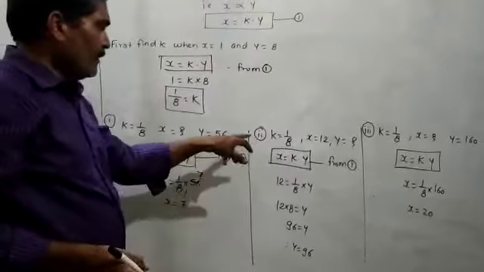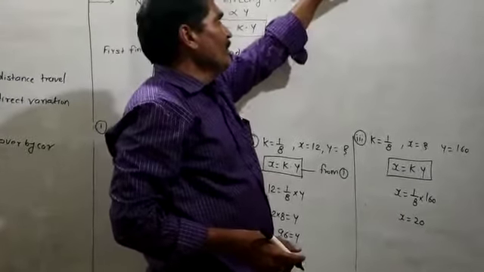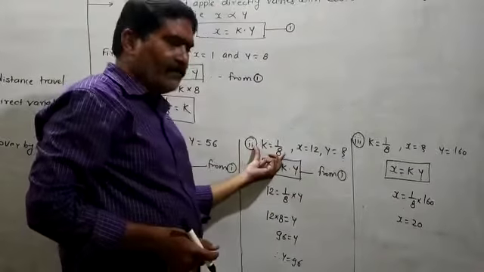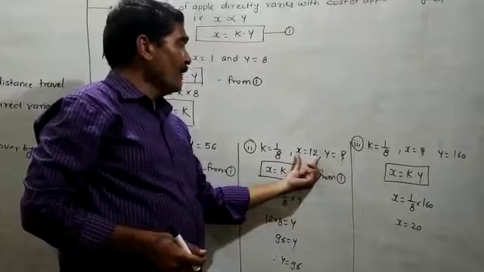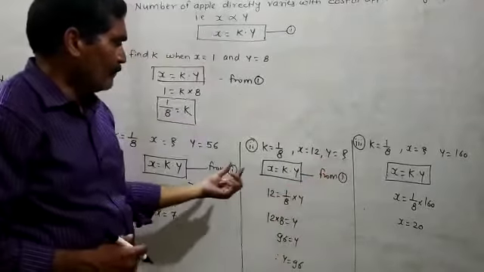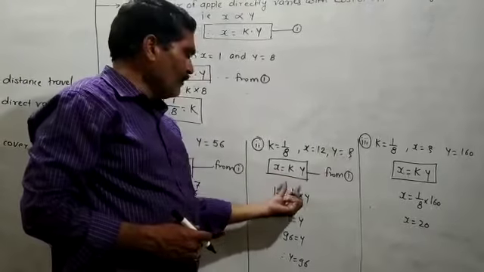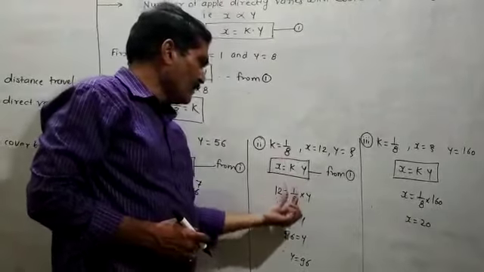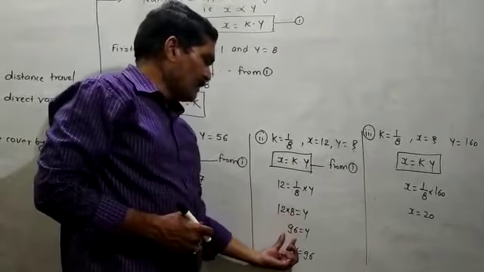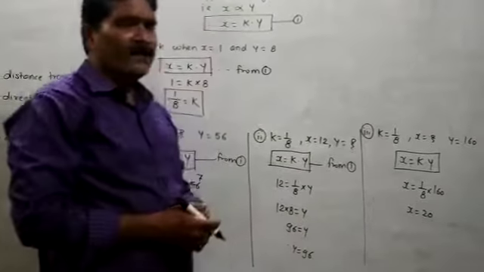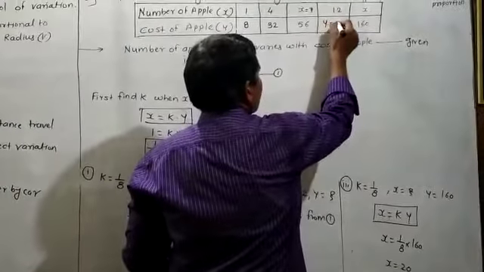Then here again you have to find out y when x is equal to 12. The value of k is every time constant. k is equal to 1 upon 8, x is equal to 12. You have to find out the value of y. From 1 you have to say that x is equal to k into y. So 12 is equal to 1 upon 8 into y. Because k is equal to 1 upon 8, x is equal to 12. 12, 8s are 96. So y is equal to 96 will come. So here the y value will come, y is equal to 96.